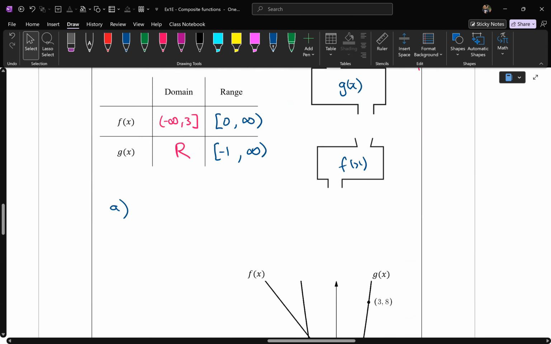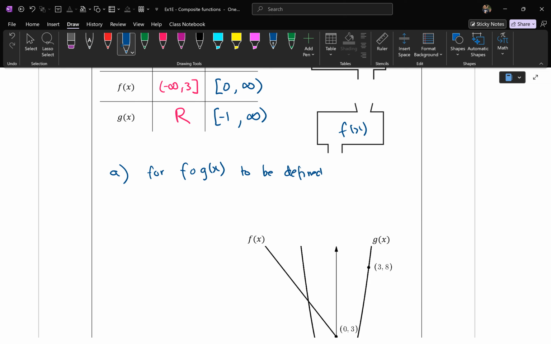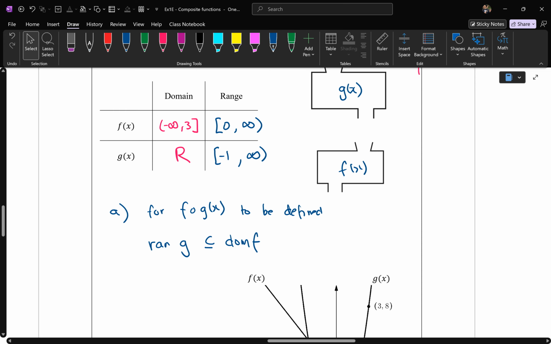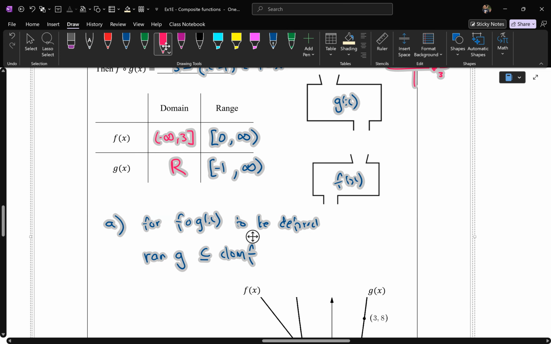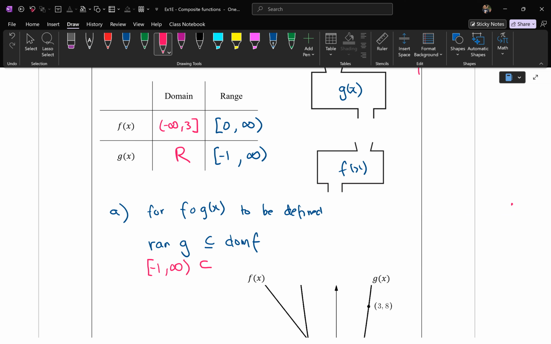So here's your statement. You start out writing out, well, for it to be defined, for f of g of x to be defined, range of g needs to be a subset of domain of f. Let's see if that's true. What's range of g? Well, we already got range of g as negative 1 to infinity. And domain of f, which we've got negative infinity up until 3.